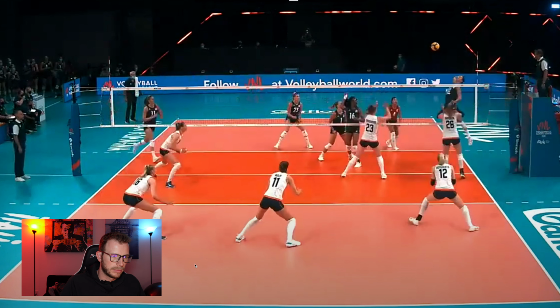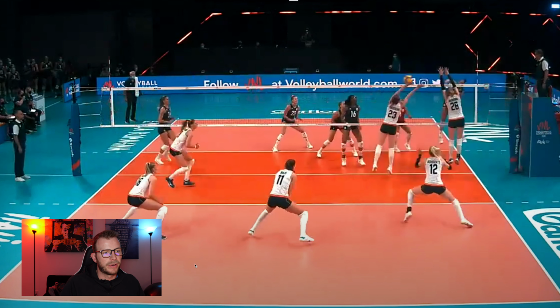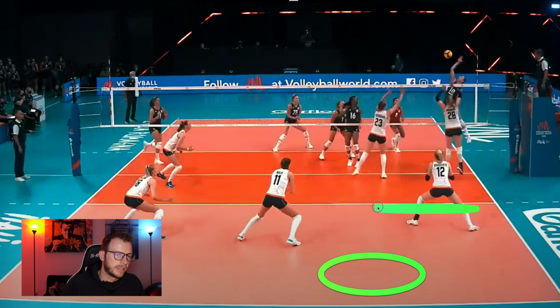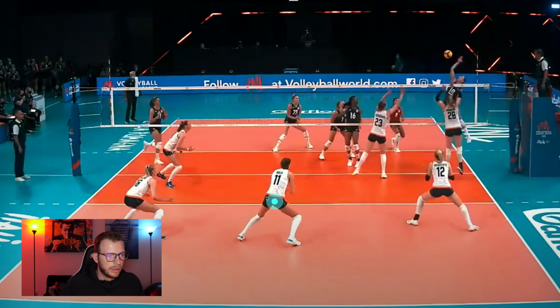Okay. We see something different now. Where is 11 now? So why is she here now? The last time we saw her, she was over here. Setter's in the same spot, right? 16's in the same spot. Off blocker's getting to the same spot. Why is 11 here now?